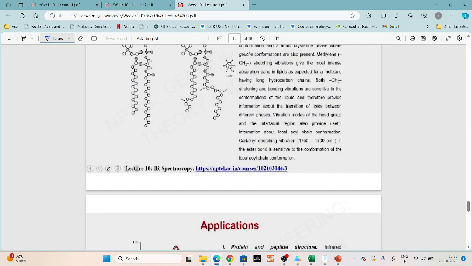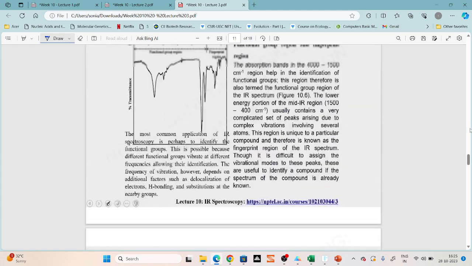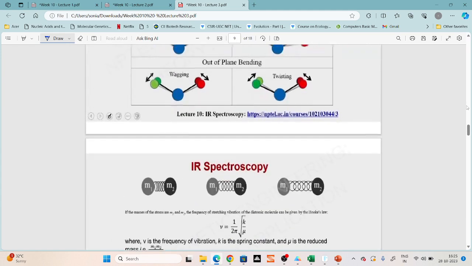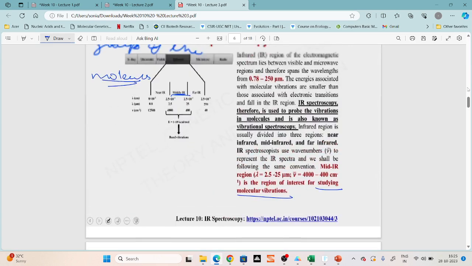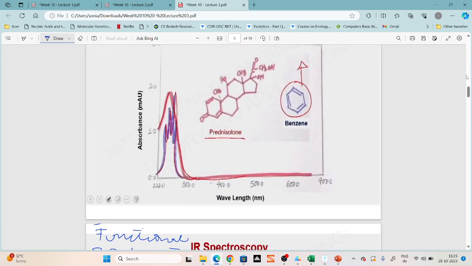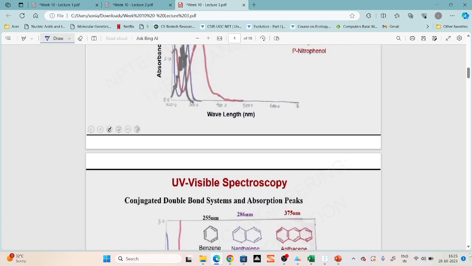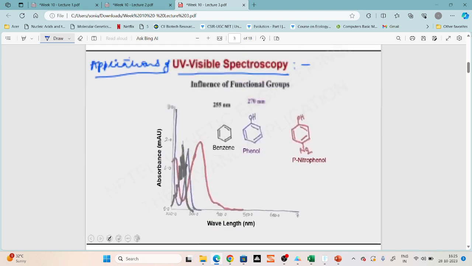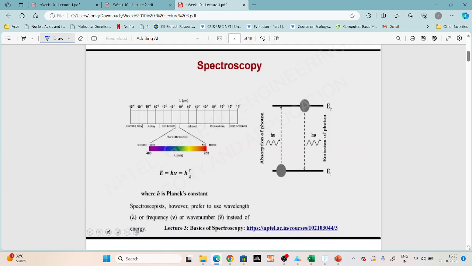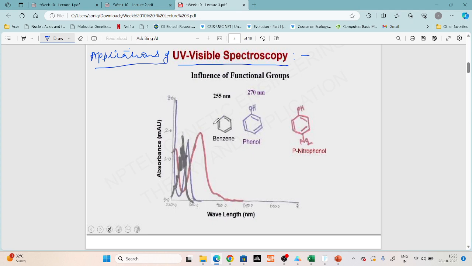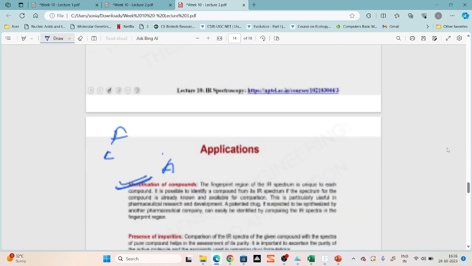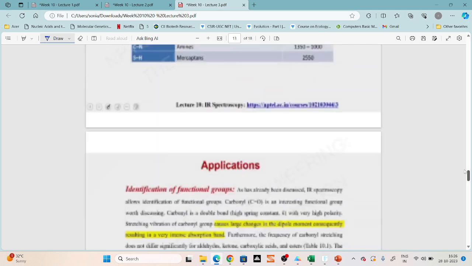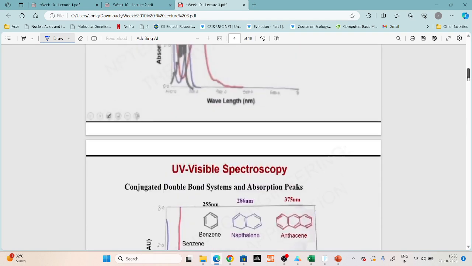Again, you see here, you have studied the effect of different functional groups on the peak. Now we'll see the influence of, I'm sorry, I don't know why this happens every time, it's really irritating.